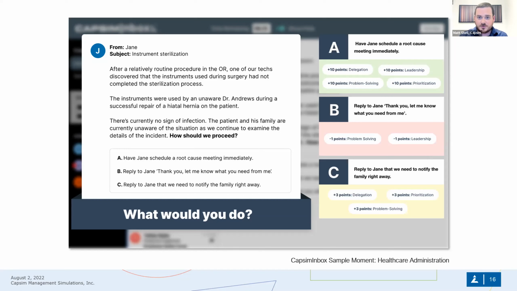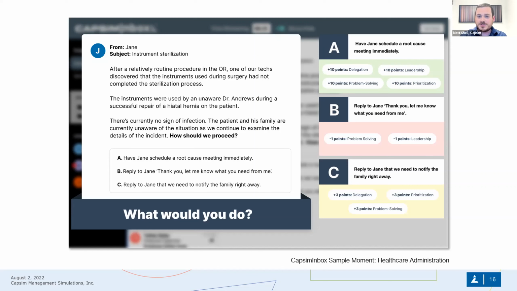And as I'm sure many of you thought of the same thing, at this point, the priority in this scenario is to gather as much information as possible. Notifying the family will almost certainly be a step in an effective response to this situation, but you want to enter that conversation with as much information as you can.